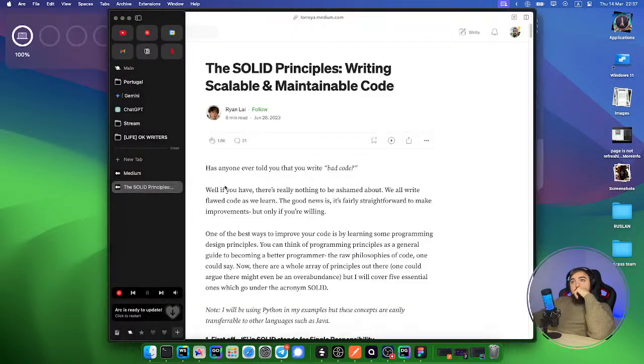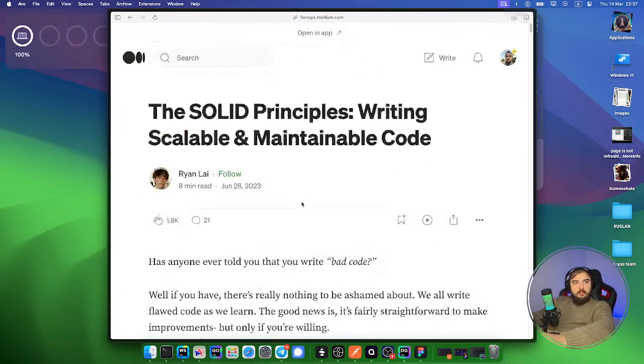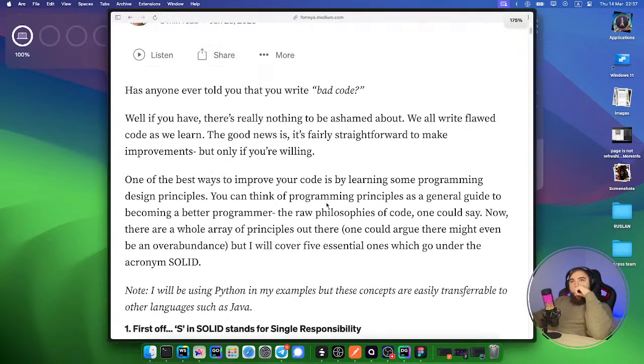I can easily agree. The SOLID principles. Let's go. Has anyone ever told you that you write bad code? Well, if you have, there is really nothing to be ashamed about. Has anyone ever told me that I write bad code?